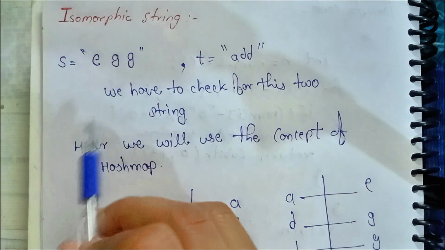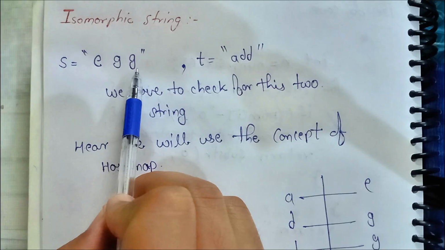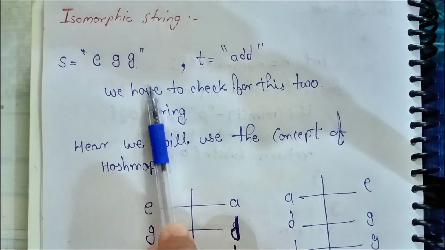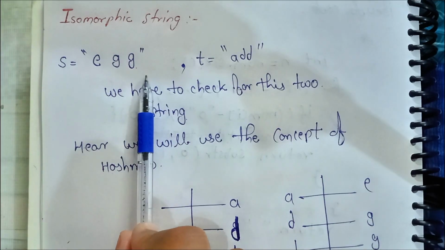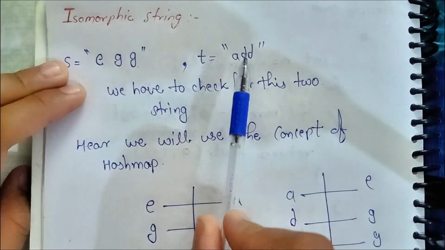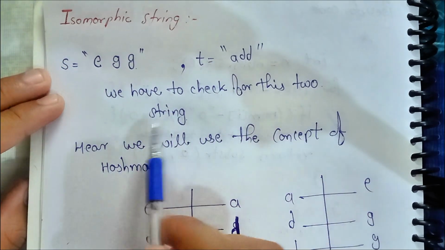Talking about the logic for the problem, here we have S equals EGG having 3 characters and T equals ADD. First we have to check the length of the strings. If the length of this string is equal to the length of this string, then only we move forward. We have to check these two strings.